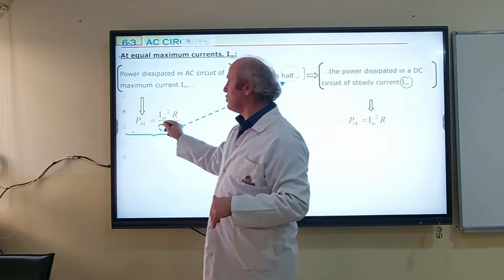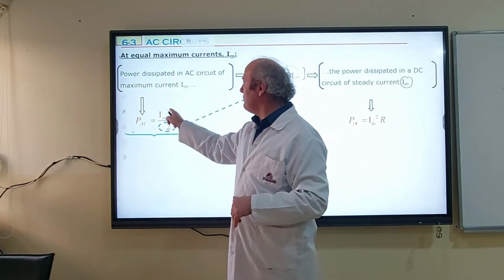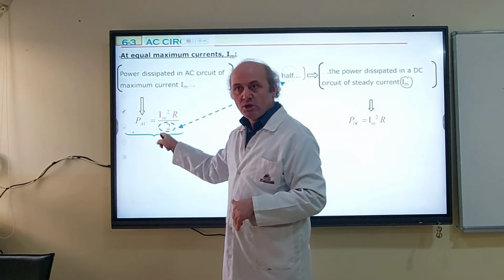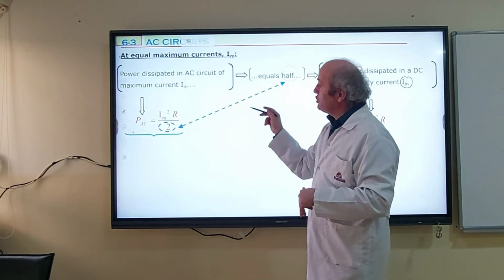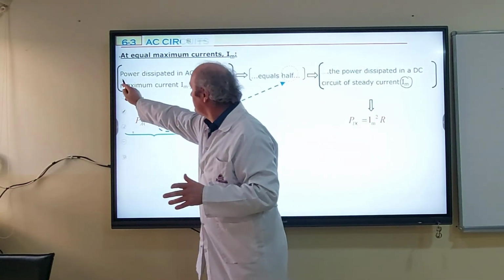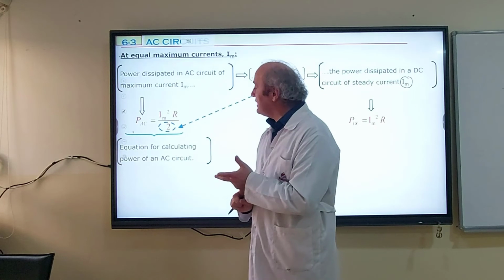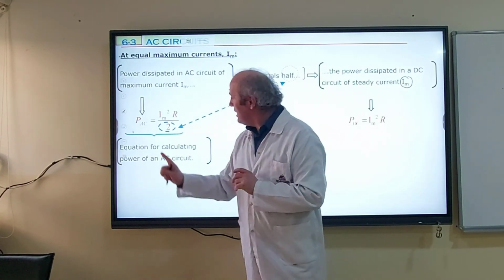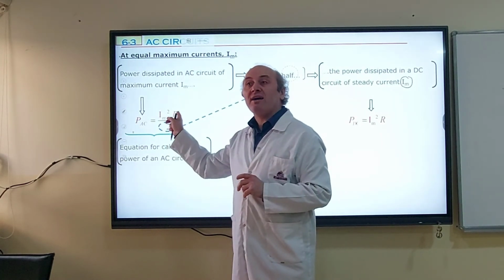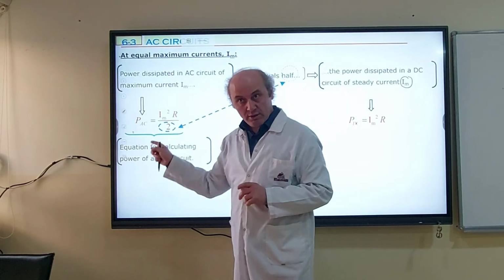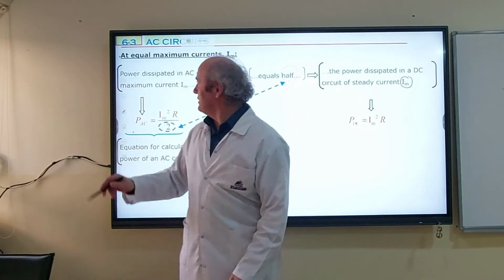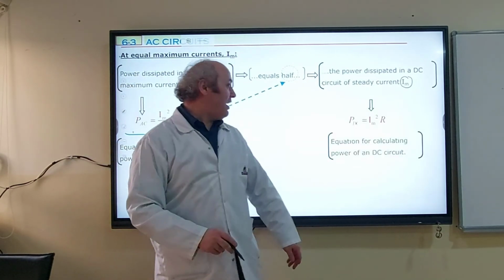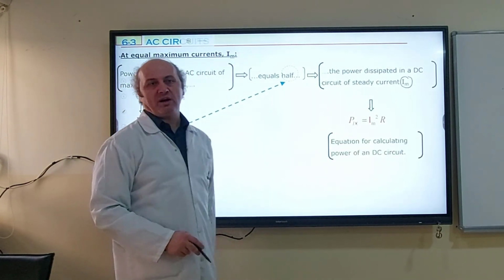So the power in an AC circuit is going to be Im squared R divided by 2. Why? Where does this come from? Half. So this is the equation for calculating the power of an AC circuit: Im squared R divided by 2. And the power of a DC circuit is just Im squared times R.